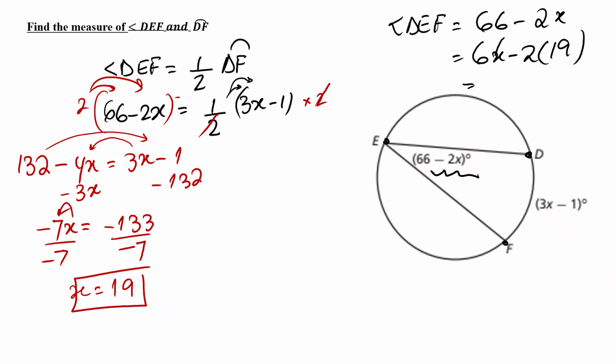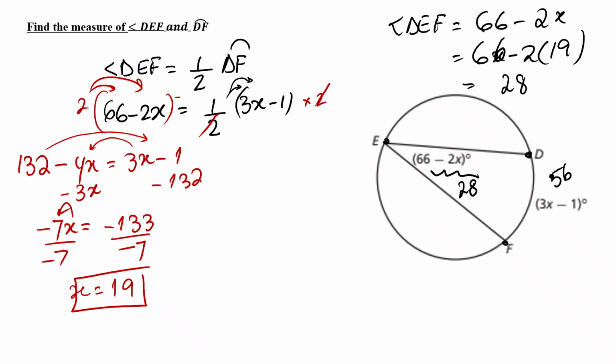Sorry, this is 66. Write it in the calculator: 66 minus 2 times 19. It gives us 28. So we know that if this is 28, then it has to be what? It has to be 56. But we will check, is it correct or wrong?